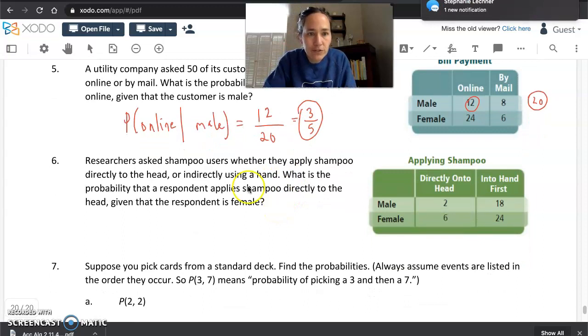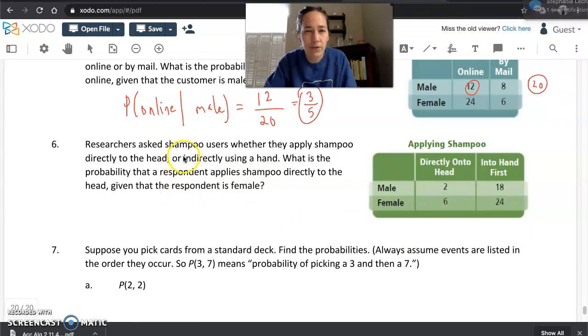It says researchers ask shampoo users whether they apply it directly to the head or using a hand. Okay, so this one's interesting. I had no clue that there are people out there that put the shampoo bottle on their head and put the shampoo directly on their head. I always squirt it into my hand first. Maybe that's just me.